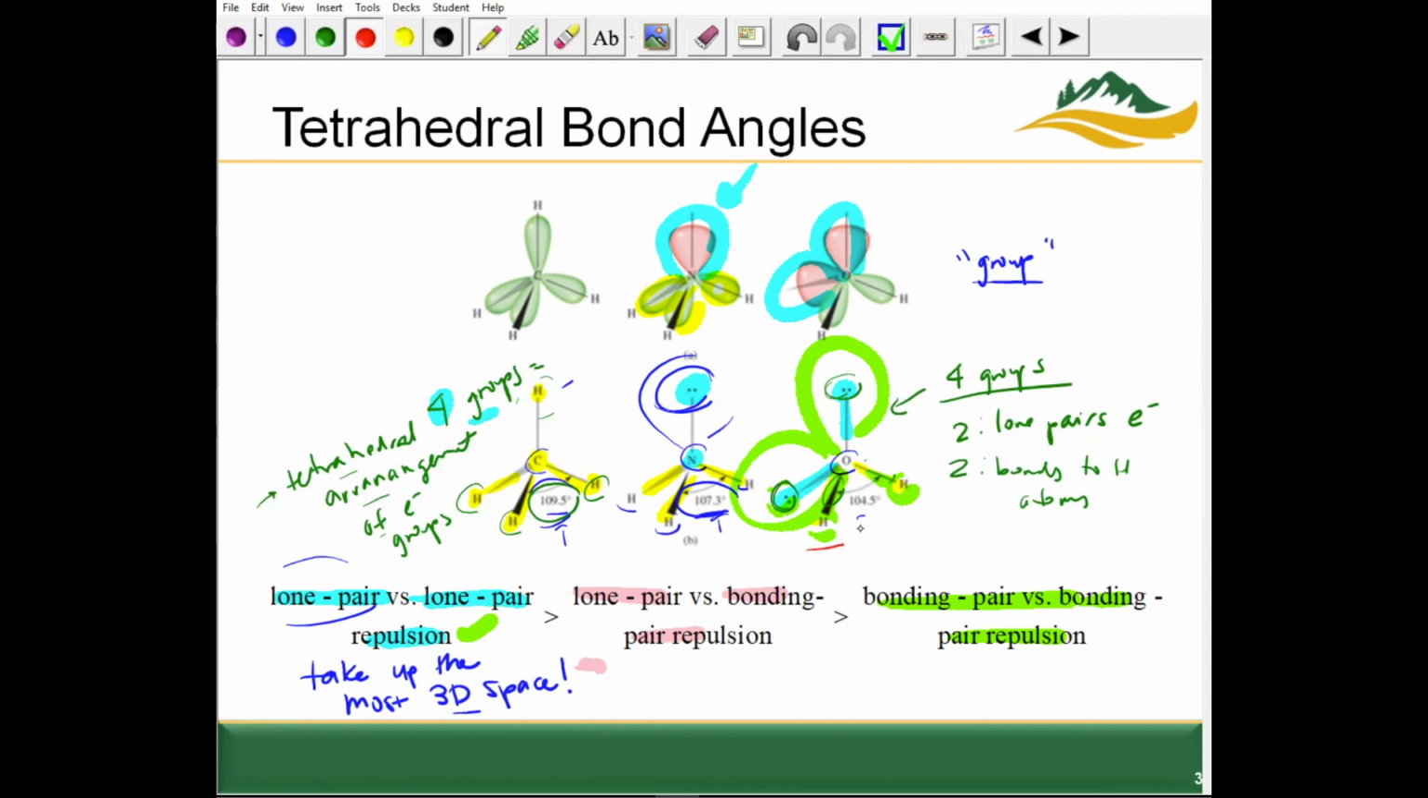Then within tetrahedral arrangement of electron groups, we add in 2 lone pairs of electrons. Those lone pairs of electrons will repel each other a lot and take up a lot of 3D space. That means this bond angle is even further compressed. So these atoms from the bond can be closer to one another compared to these lone pairs of electrons. So again, this bond angle is only about 104.5.